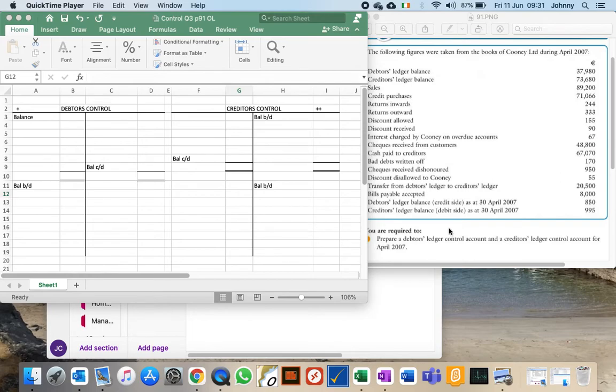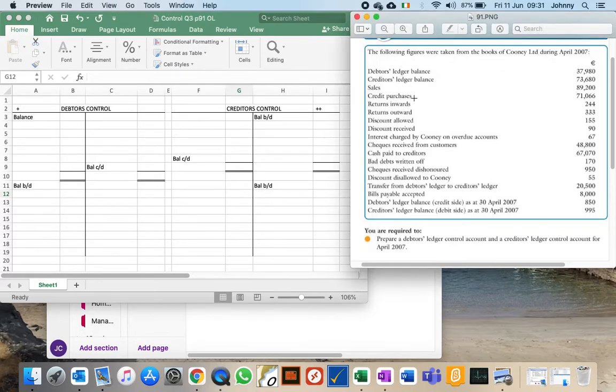Control accounts here for ordinary level, and we have question 3 from page 91 of the textbook. So what they've got here is they've mixed debtors and creditors together, so we need to separate them. That's the first thing we'll do with every transaction: decide, is it debtors or creditors?